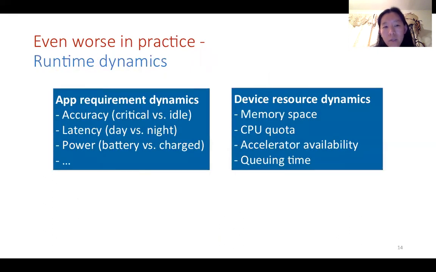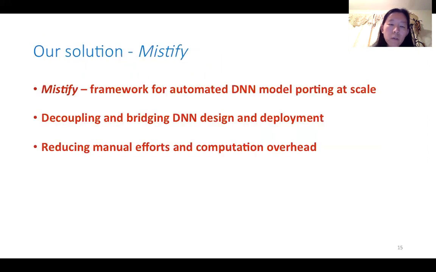Then if you have a long-running application, you also need to look at the runtime dynamics. The requirements may change over time, and depending on what else is running on a device, the available resource may change as well. So, to address all of these issues, we built Mistify, which is a system framework to automate DNN porting at scale. The idea is to decouple the DNN design and deployment stages, and then in doing so, we can reduce the amount of manual effort involved and also the computation overhead.